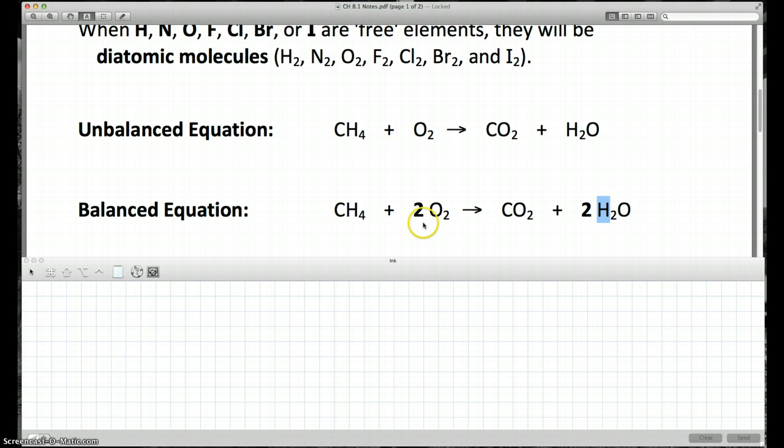If we look at oxygens, oxygen's a little trickier. We have 2 times 2, so that's 4 oxygens on the left. Here we have 2 oxygens plus another 2. Remember the 2 out front multiplies everything here. There's 1 oxygen, but you have to multiply it by 2, so that's 2 oxygens there. So 2 plus 2 is 4, and that's what we had over here, 2 times 2.